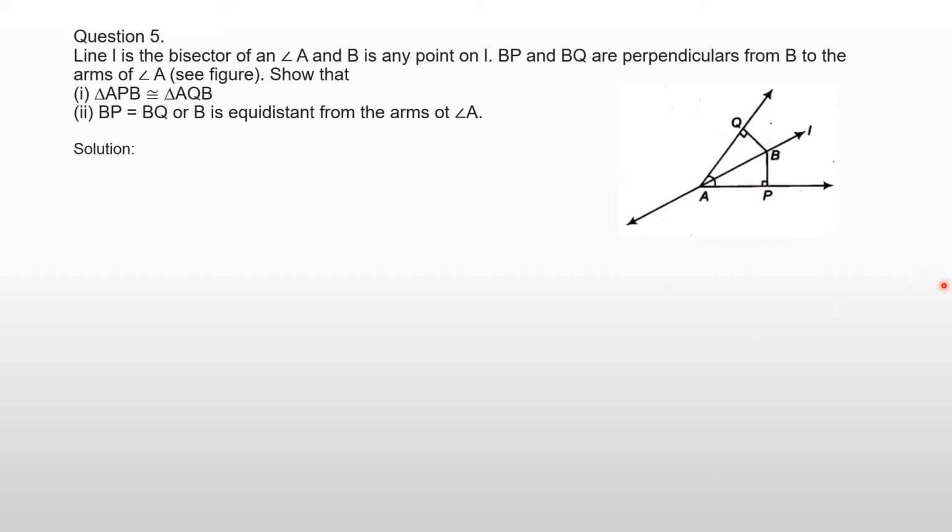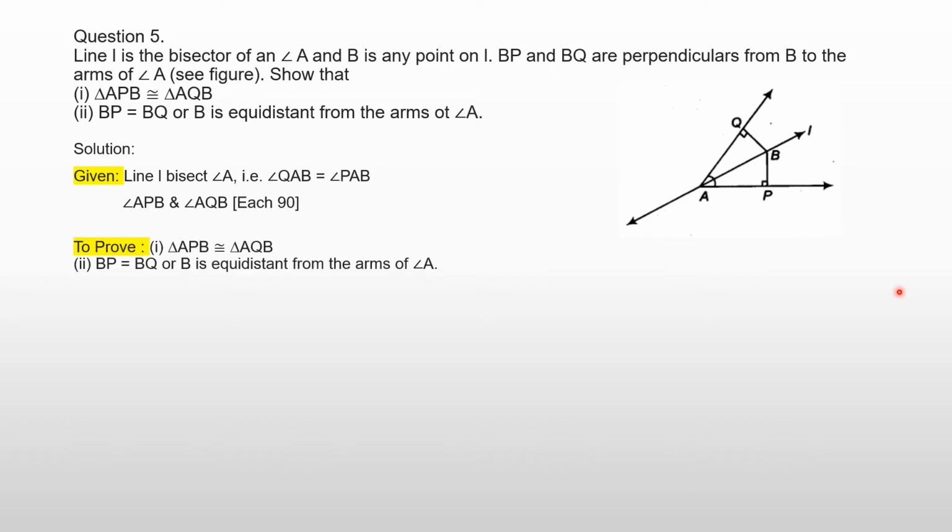Now see the solution. What is given to us? That L bisects angle A, means these two angles are equal. And these two angles are 90 because they are perpendiculars. This we need to prove, it is already given in the question. Now see the proof.